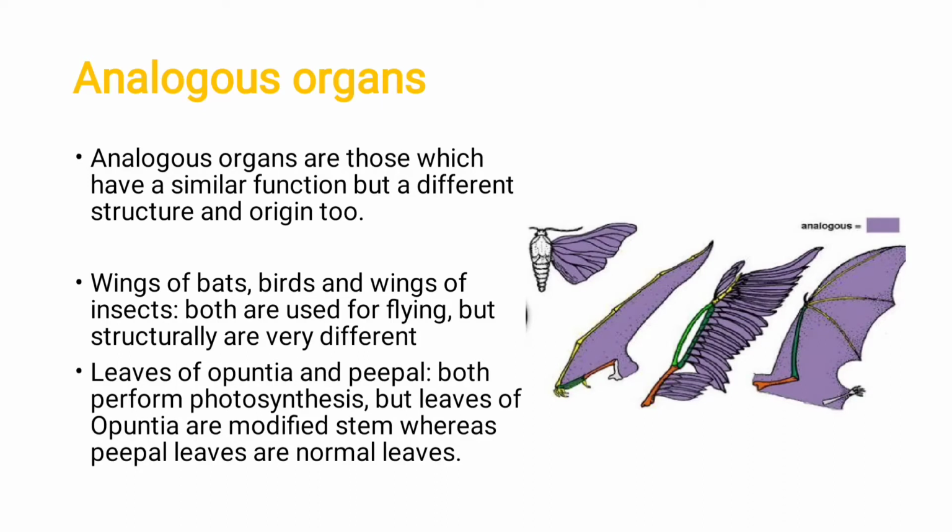Similarly, in plants, the leaves of Opuntia and the peepal perform the same function, that is photosynthesis. What is Opuntia? It is a cactus. So the leaves of cactus and the peepal leaf do the same function, photosynthesis, but their structures are very different. The peepal has a normal leaf, but the cactus has a modified stem.